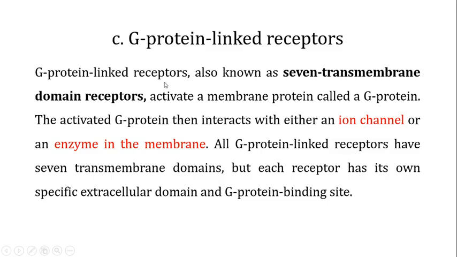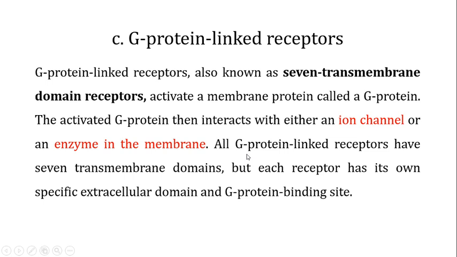So these G protein-linked receptors are seven-transmembrane domain receptors, and they activate a membrane protein called a G protein. So this G protein is actually bound to the membrane of the cell. When this G protein gets activated, it can be responsible for the activation of an ion channel, or it can be responsible for the activation of an enzyme in the membrane. So this is general about the G protein activation. So when they get activated, they can either activate an ion channel, or they can be responsible for the activation of an enzyme which is present in the plasma membrane.